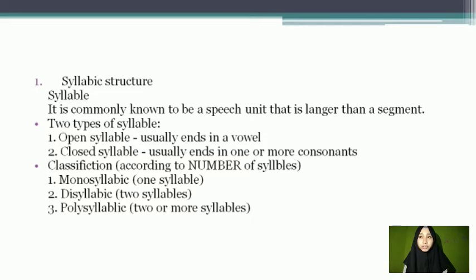The first one is the open syllable, which usually ends in a vowel, and the second one is the closed syllable, which usually ends in one or more consonants. And there are also classifications according to the number of syllables. The first one is monosyllabic, which is one syllable, the second one is disyllabic, which is two syllables, and the third one is polysyllabic, which is two or more syllables.